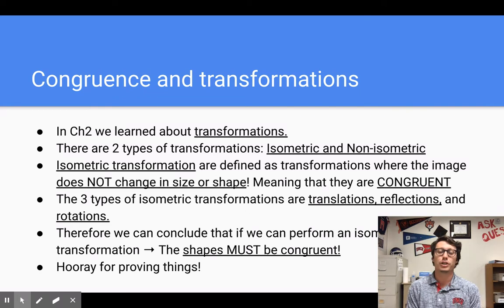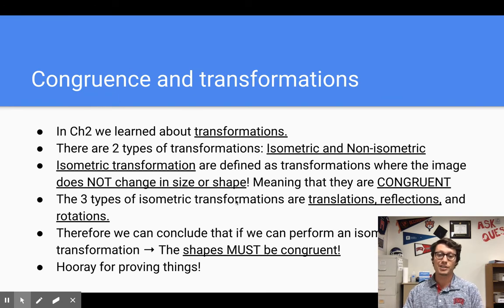In chapter 2, we learned about transformations. There are two types of transformations, isometric and non-isometric. Remember, isometric transformations are defined as transformations where the image does not change in size or shape. Okay, we just got done saying in this lesson right now that same size and same shape means that they are congruent.